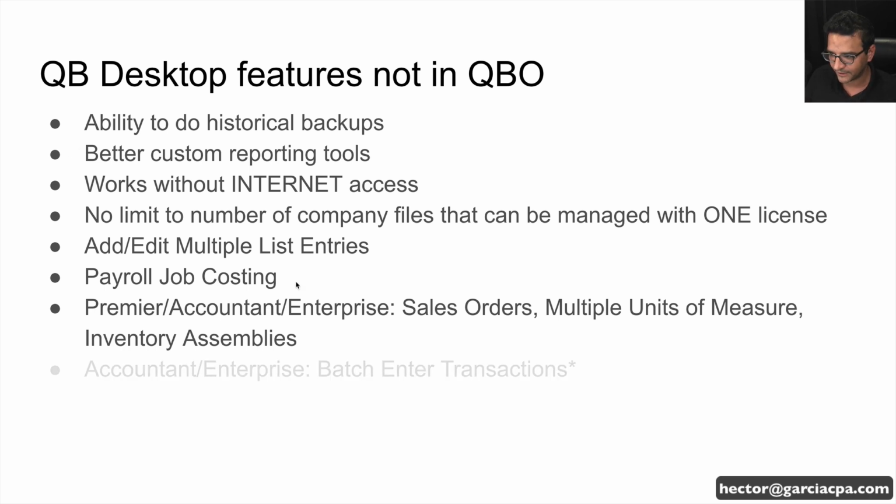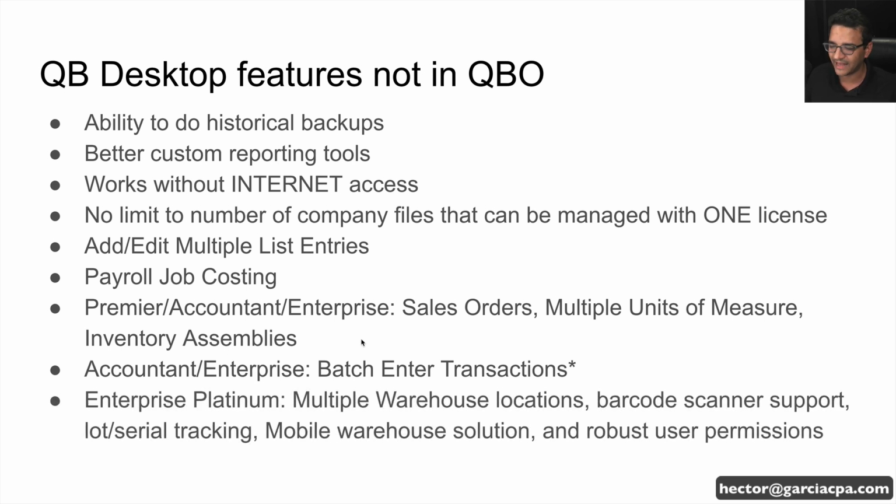QuickBooks Desktop, it's better. For QuickBooks Accountant and Enterprise, you get batch enter transactions, which to me is, again, one of the best tools for accountants, for anybody, that you can have. You don't get that in QuickBooks Online. You get some version of it, but it's just not there. And in QuickBooks Enterprise Platinum, you can have multiple warehouse locations, barcode scanning, lot serial numbers, robust user permissions. Again, for the larger companies with inventory, it should be a no-brainer.